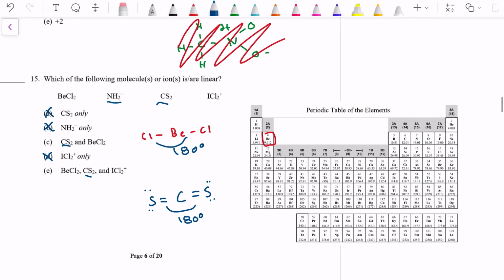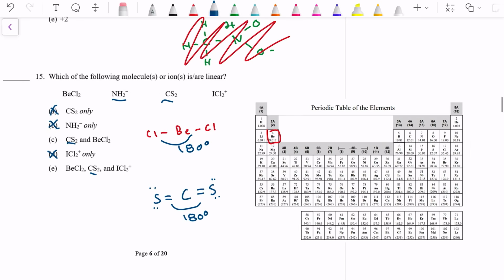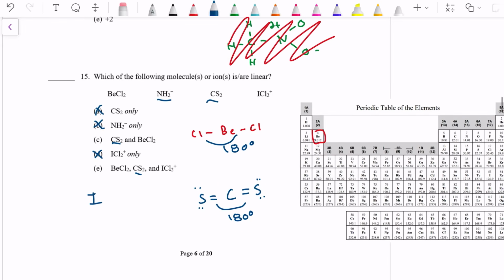Okay, iodide dichloride. This one, I'm not even sure. Let's see, something has a positive charge on it. Let's see here. I believe it looks something like this. And then the iodide has the positive charge. So here, the problem is once again, this has 2 bonding atoms, but it actually has 4 electron regions.